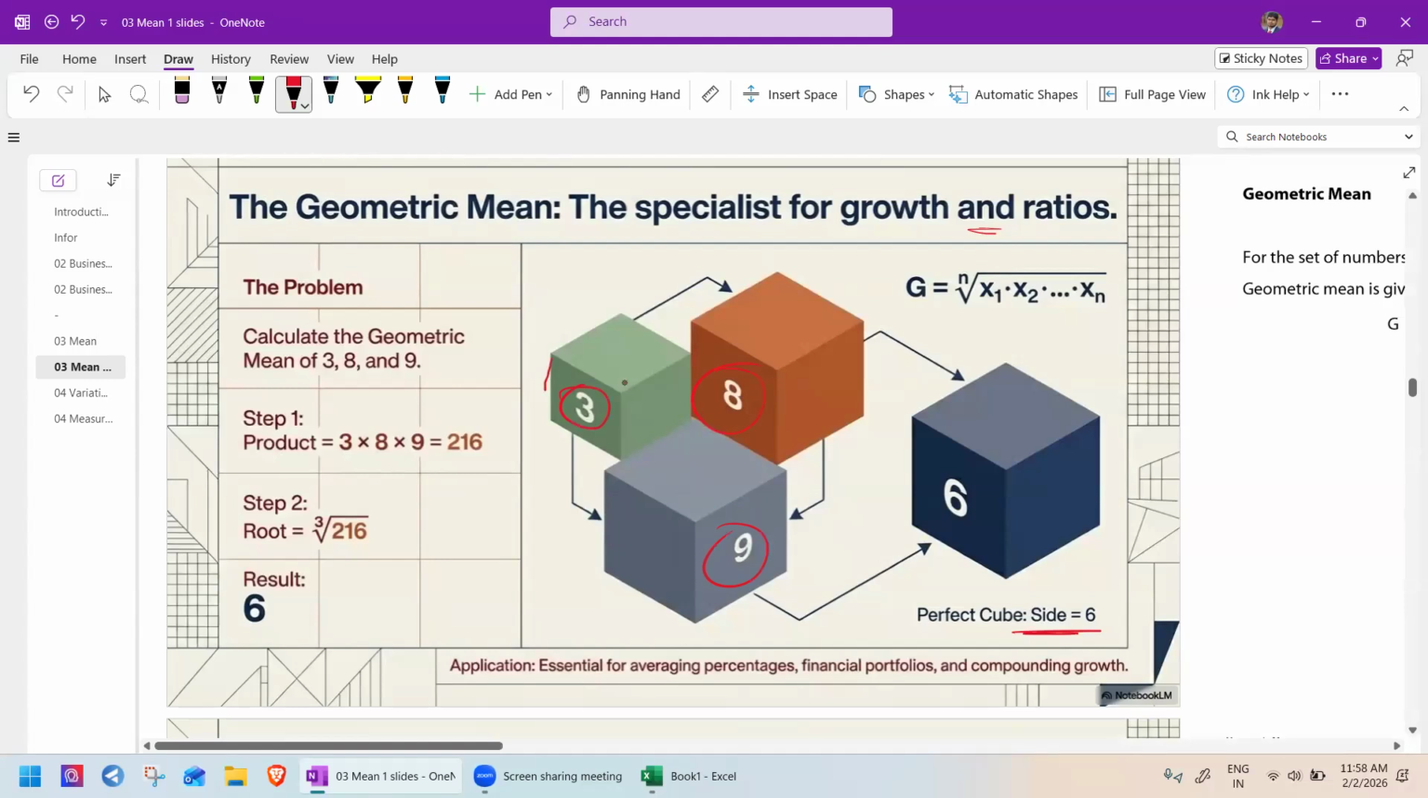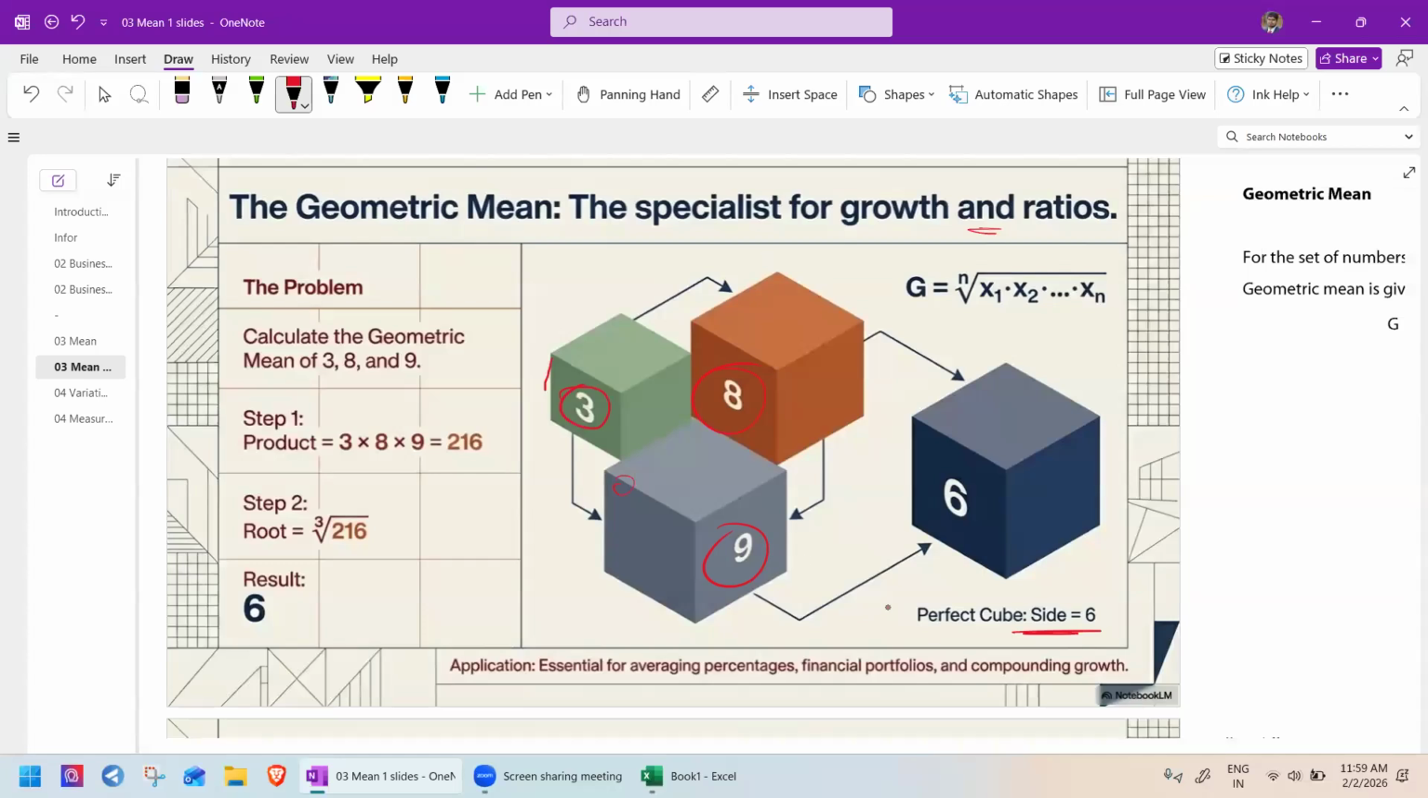When we get all these three cubes, what is the exact average size of the cube? One cube is 3, another cube is 8, and one more. We want one average cube, so that all three have an equal size.